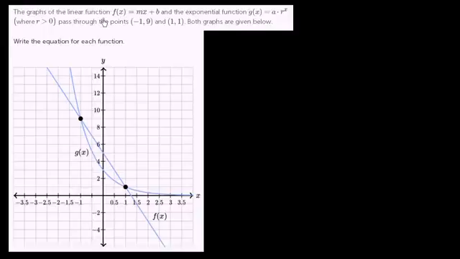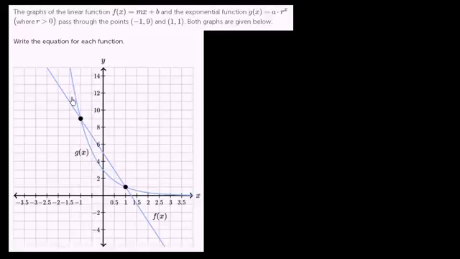The graphs of the linear function f of x is equal to mx plus b, and the exponential function g of x is equal to a times r to the x, where r is greater than 0, pass through the points negative 1, 9, so this is negative 1, 9 right over here, and 1, 1. Both graphs are given below. So this very clearly is the linear function. It is a line right over here, and this right over here is the exponential function.